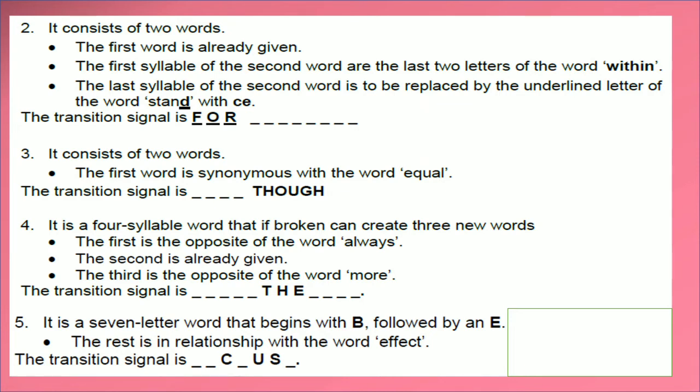Number 5, it is a 7-letter word that begins with B followed by NE. The rest is in relationship with the word effect. The transition signal is blank blank C blank US blank.